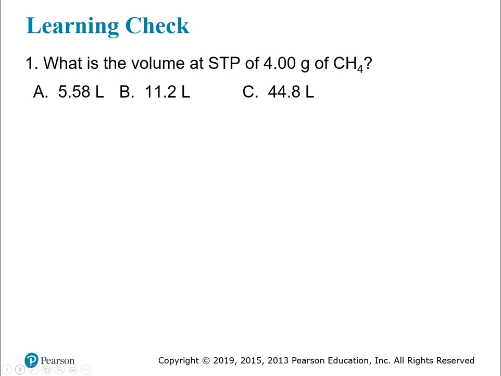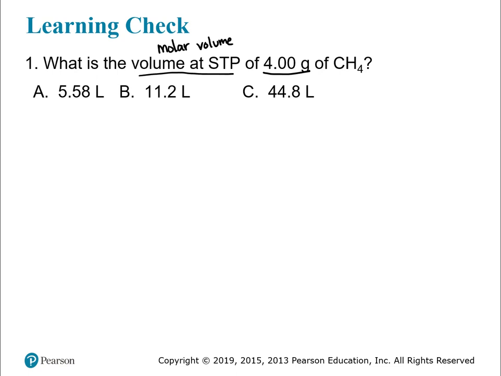Let's try a learning check problem. What is the volume at STP of 4 grams of methane, which is CH4? Volume at STP. That means we've got to use molar volume somewhere. But we don't have moles. We have grams.